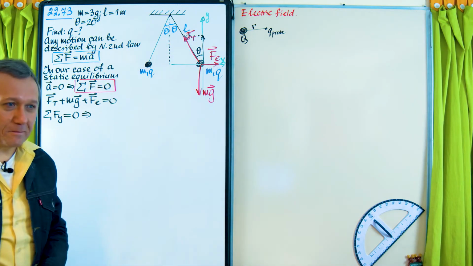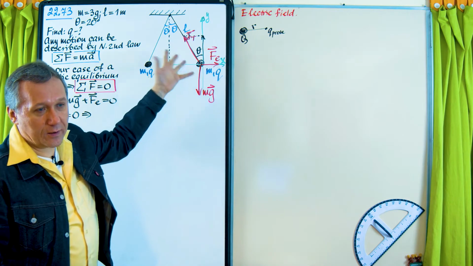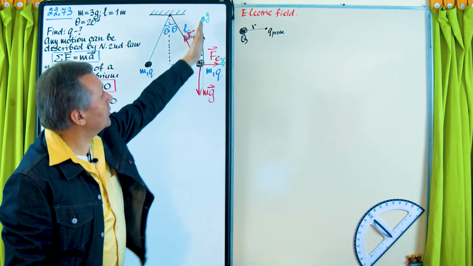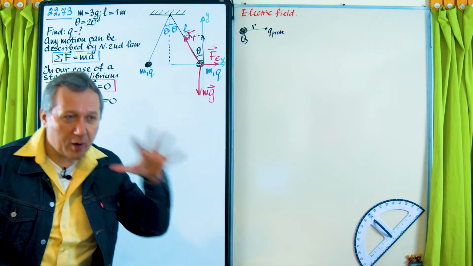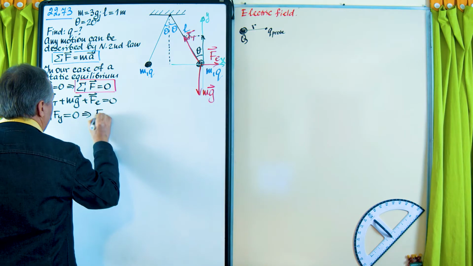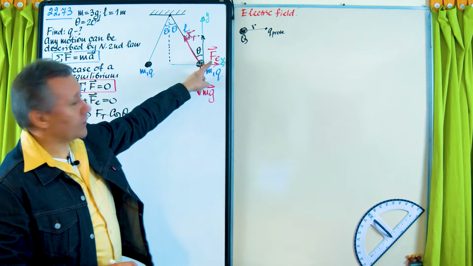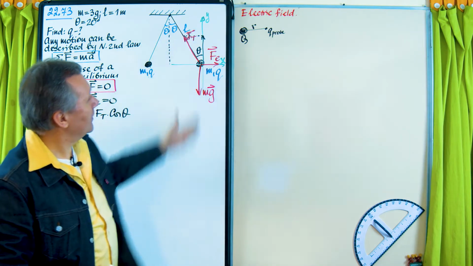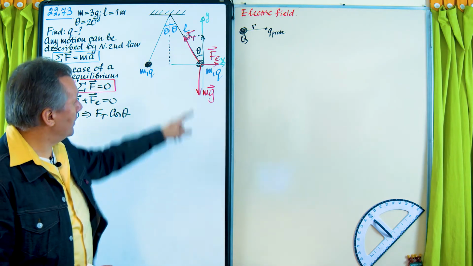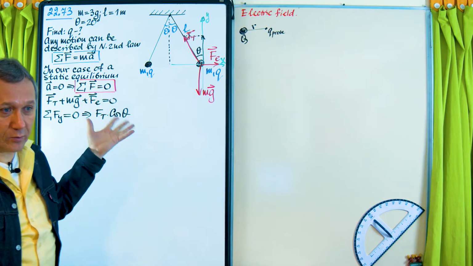So the y component of this tension is this component, right? Since we need to find the side adjacent to the angle, the cosine function must be used. So it's Ft times cosine of the angle. And this component points in the positive y direction, so it must enter the equation with plus. So it will be Ft times cosine of angle theta. Then, the electric force doesn't contribute anything in the y direction, because it's purely in the x direction. And then mg is straight down, in the negative y direction, so it must enter the equation with minus.